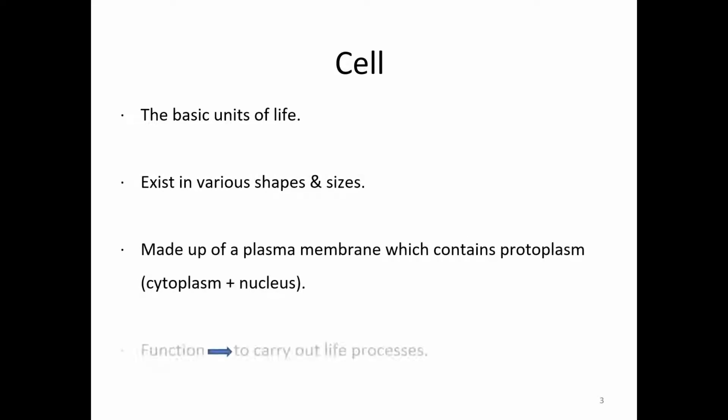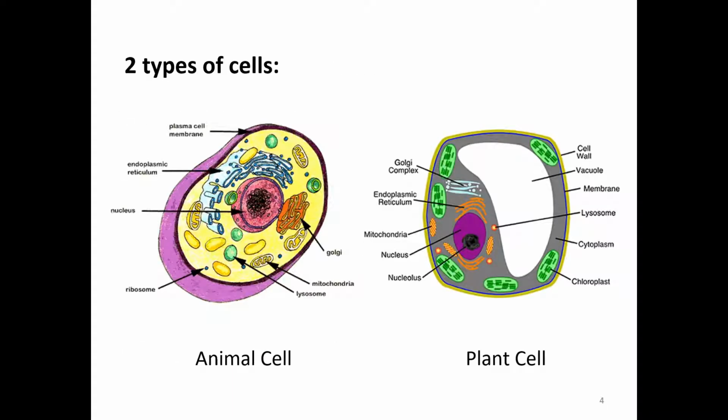Cell is the basic unit of life. It exists in various shapes and sizes. It is made up of a plasma membrane which contains protoplasm. Its function is to carry out life processes. There are two types of cells: animal cell and plant cell.